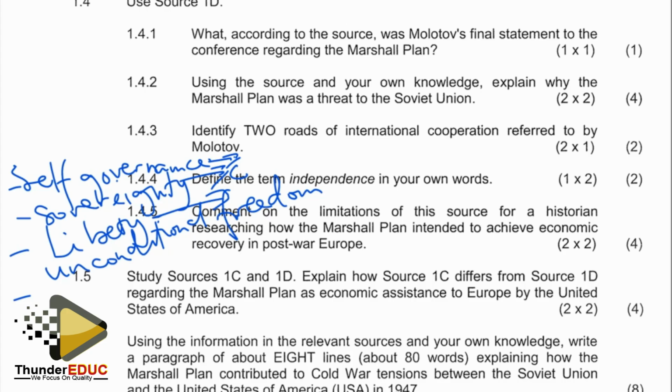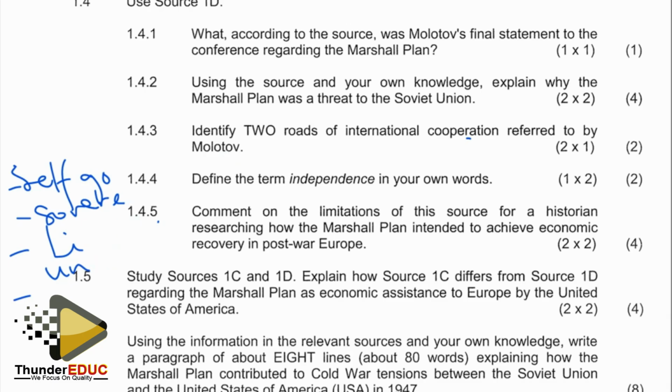Or if you have liberty within your own country, you are free to decide on what you want and what you don't want. And human rights are upheld within the same society. Unconditional freedom, we have freedom which is not under the conditions of someone else. That is basically the idea of independence when you are defining it. We are trying to figure out a situation whereby a state is free from domination, which is coming from a third force or an external influence.